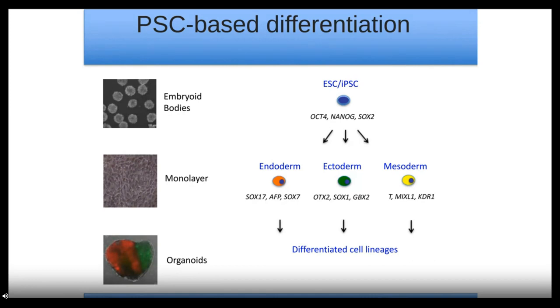And nowadays, many of these protocols are in fact so efficient that they can robustly yield more than 90% of the cell types of interest. Because there was such a big interest in differentiating only the specific cells of interest, most of these protocols were also monolayer based, as you can see here. So it was around that time that all protocols started to become monolayer based protocols.